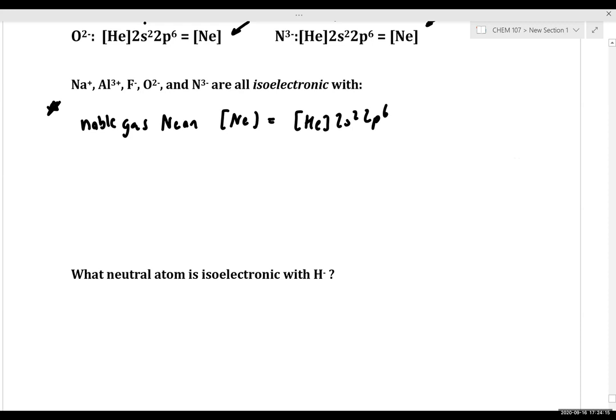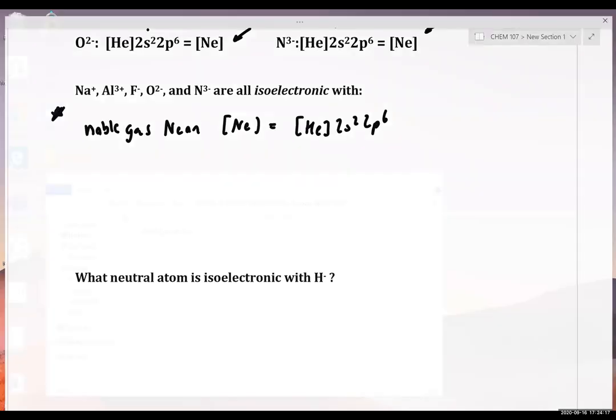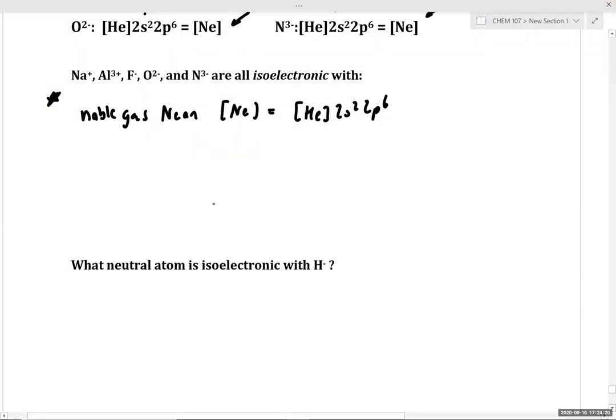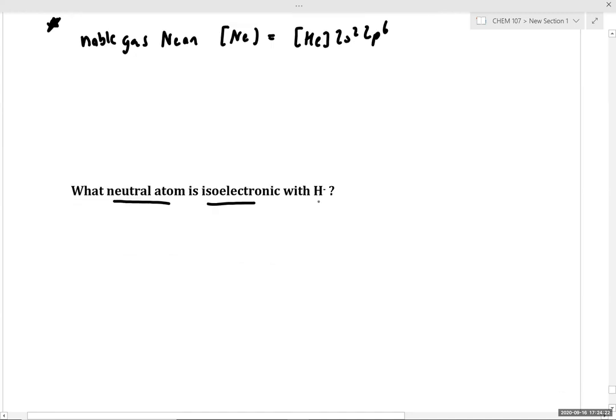I'd like you to tell me what neutral atom is isoelectronic with H minus. So let's take a moment. I'd like you to figure out the number of electrons that H minus has, and tell me what neutral atom has the same number of electrons as H minus. Let's give everyone about a minute to a minute and a half on this example.